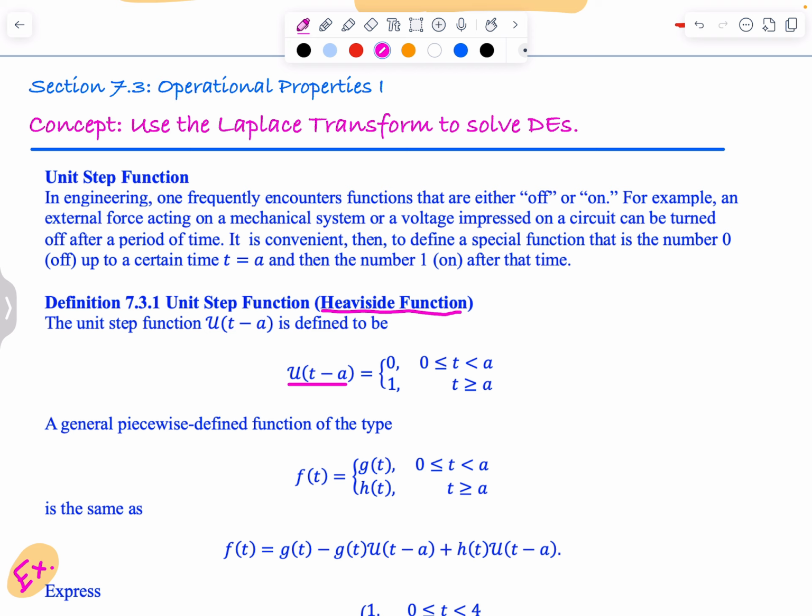Heaviside is, I think, a mathematician, physicist, engineer. I'm not actually sure, but it is a person. The unit step function is defined with this u of t minus a, and the a is the on, off point. So if I had something like this, it would be 0 until I got to 3, and then it would be 1 at 3. The 3 is the on, off point. The values are just 0 and 1, never anything else.